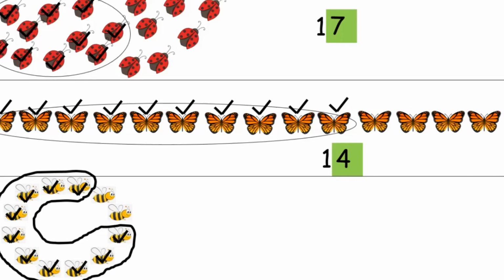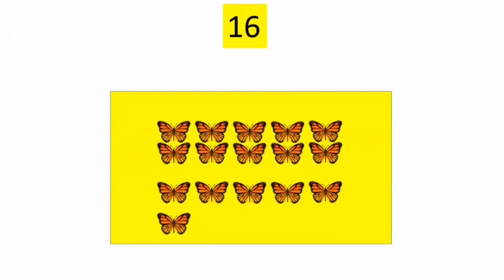2. Well, let's see. There's 10 in the circle and there's 2 extras. So what is 10, 2? It is 12. Very good. Now, what number is this? It's a teen number, 16. Now, let me show you. Here's 16 butterflies.